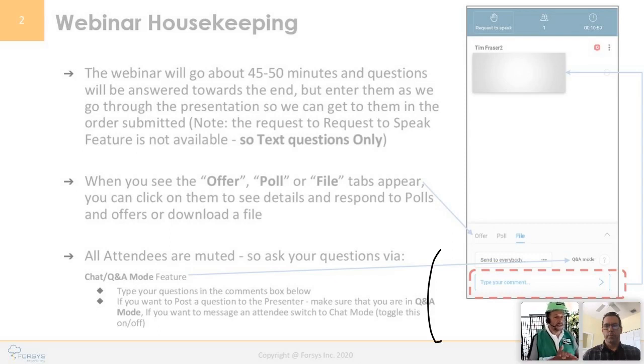We do have some assistance from Forsys. Hold on a second. I think we have some technical challenges. Give me 1 second. Okay, looks like we have maybe some isolated challenges.